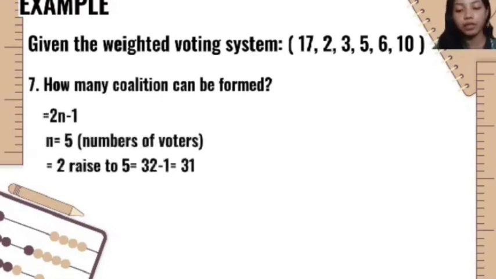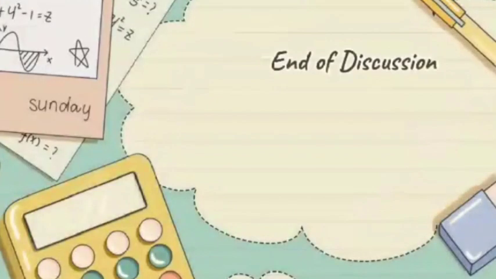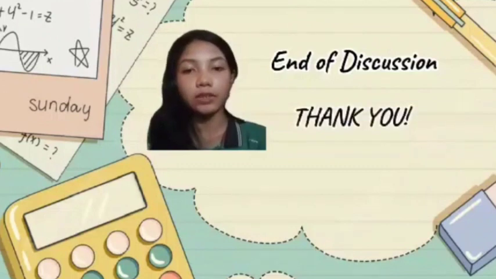Our last question, how many coalitions can be formed? Let's try our formula. 2 raised to n minus 1. Ang n natin ay 5, which means the number of voters. So 2 raised to 5 minus 1 equals 32 minus 1 equals 31. So we have 31 possible coalitions. This is the end of our discussion about weighted voting system.